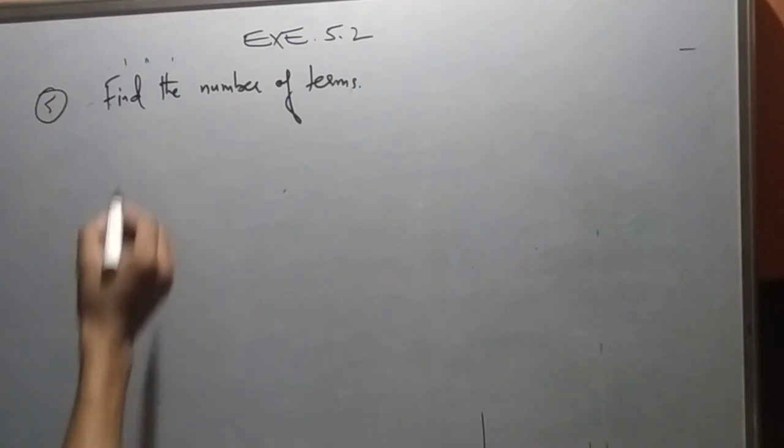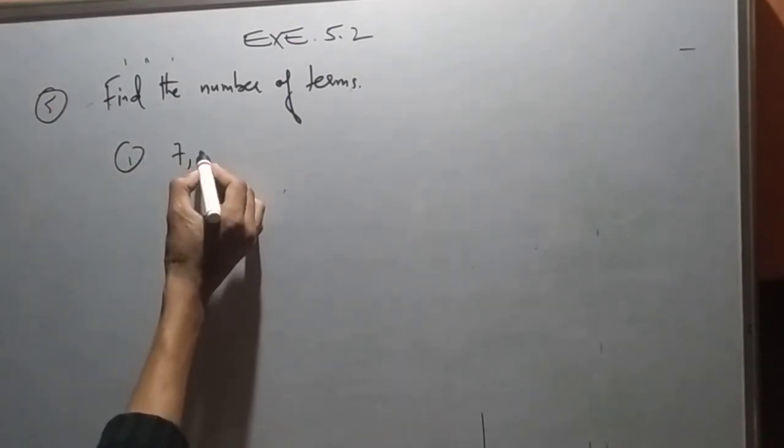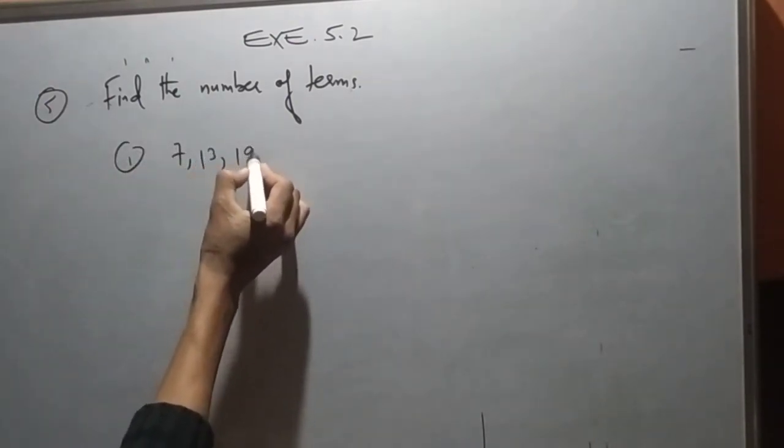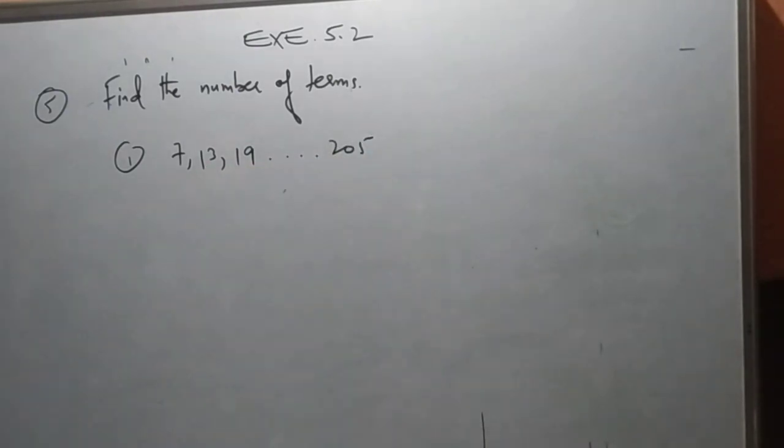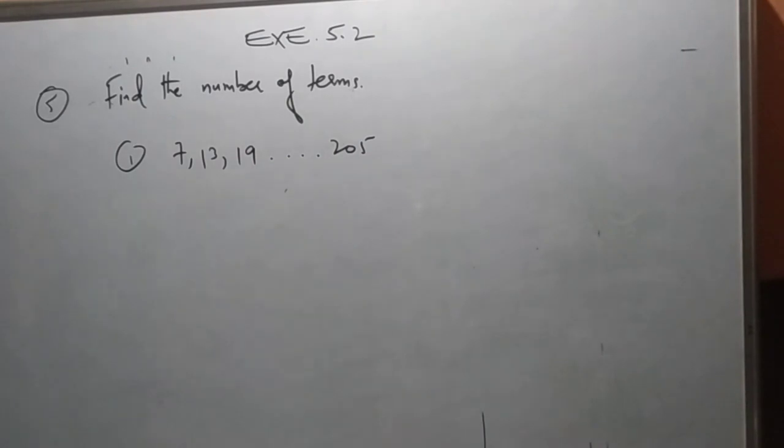Case number 7: 13, 19, and so on. This is an AP. We need to find the number of terms in the AP.